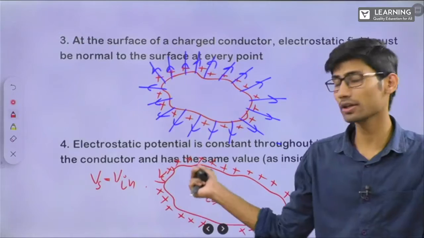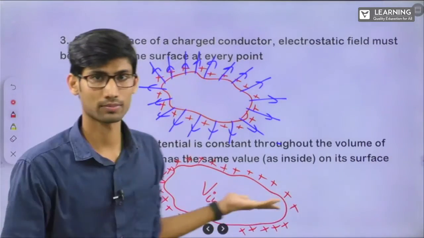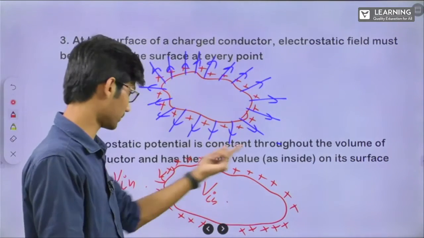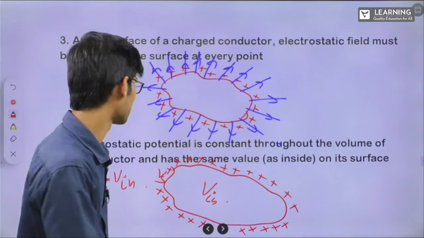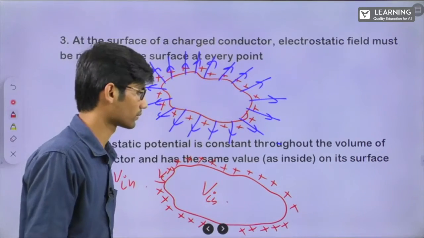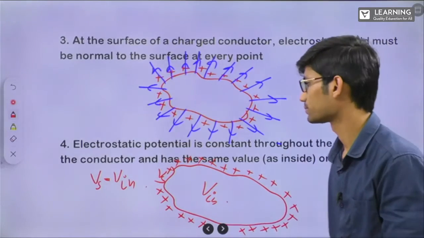Practically, it has been seen that the charge doesn't go inside. The charge movement doesn't take place. Practically, because this is a static condition, Vs is equal to Vin. Fine. Next.